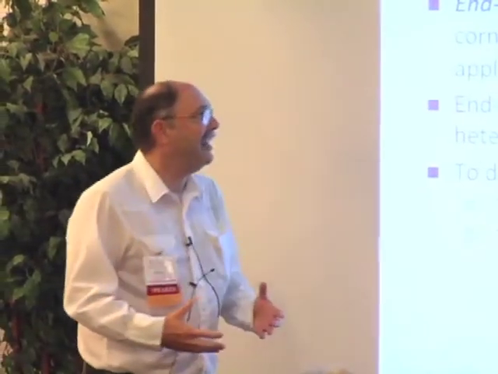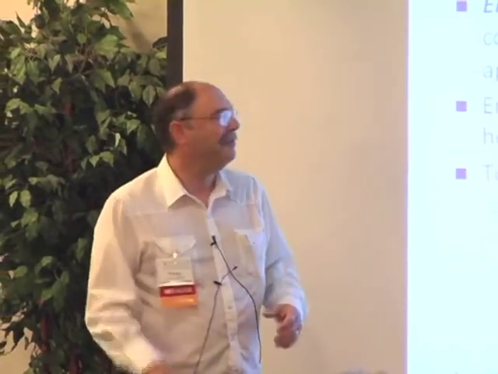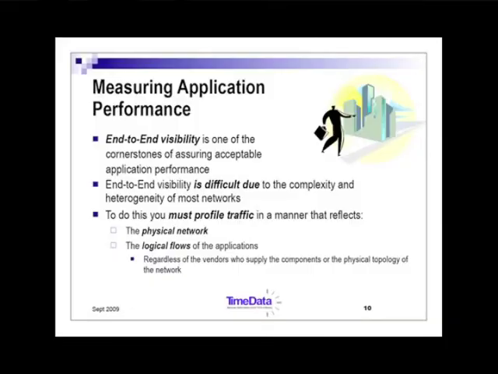Measuring application performance. This is one of the biggest issues that I think you're going to run into, that's the hardest to do. End-to-end visibility is one of the cornerstones of managing and troubleshooting a network. But do you have visibility to all that? No. And a lot of your applications, as I said earlier, you don't have full visibility to all ends. So how do you do it?